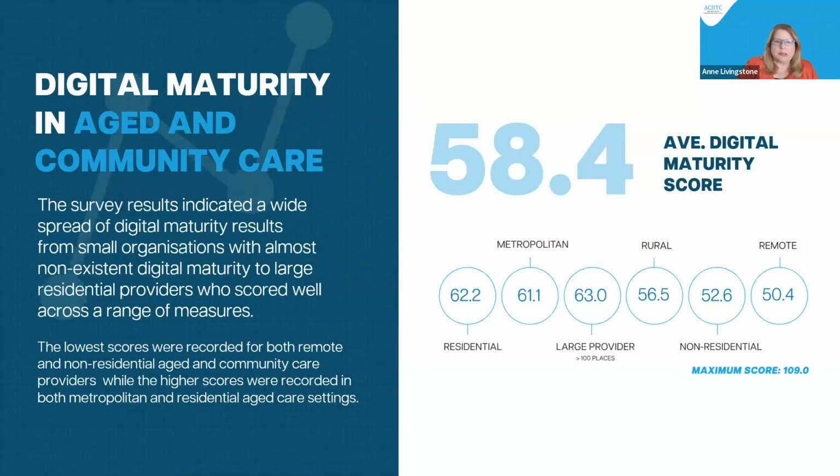On average, the score overall and nationally was 58.4 out of a maximum score of 109. So you can see that we've got a long way to go, but there were variations in respect to the location and the size of the provider. We're hoping to do more analysis on this, and hopefully with a larger survey sample in the future, we can add to this work. But where were the strengths?